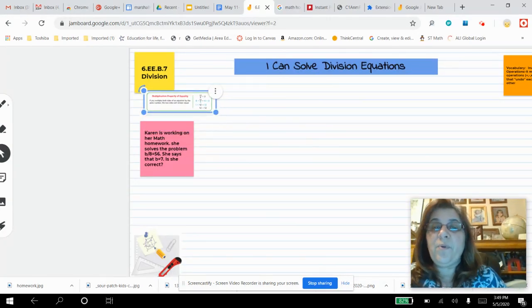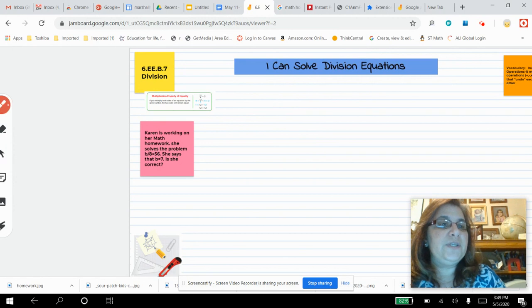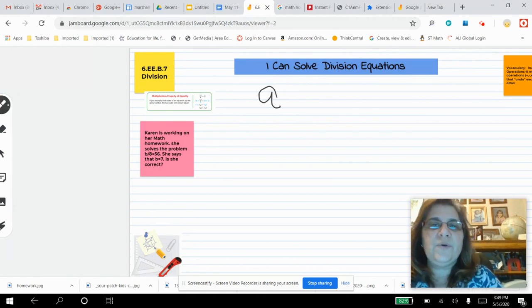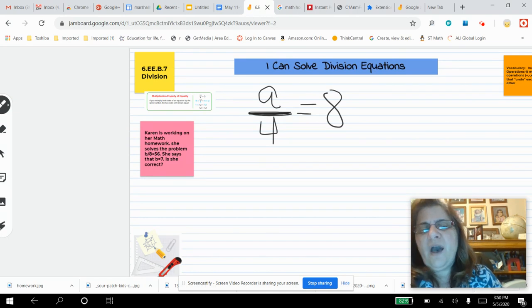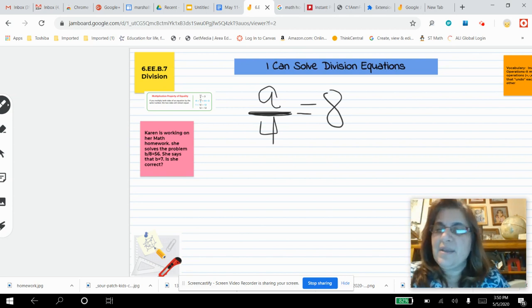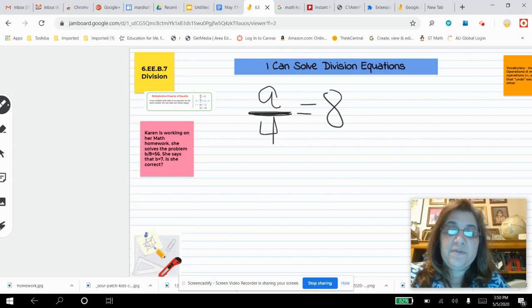Quick little problem. I'm going to give you a problem here today, and it's going to be A divided by 4. Remember in our book, that division sign looks like a fraction. It's going to equal 8. Now, in your head, you might be thinking, oh, 2 times 4 is 8, that's got to be it. A must equal 2. But that's not true. Remember, we're dividing.